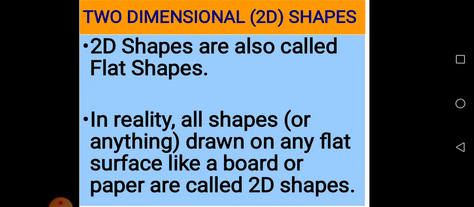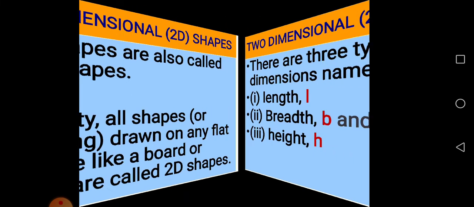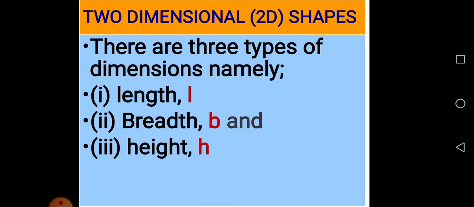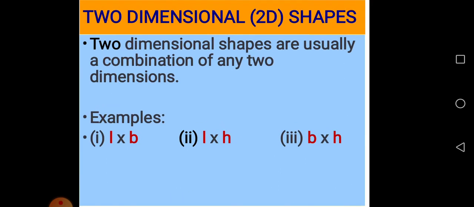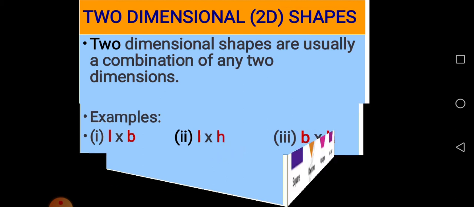2D shapes are also called flat shapes. In reality, anything drawn on any flat surface like a board or paper is called a 2D shape. There are three types of dimensions, namely length denoted as L, breadth denoted as B, and height denoted as H. Two-dimensional shapes are a combination of any two dimensions, like length times breadth, length times height, breadth times height.